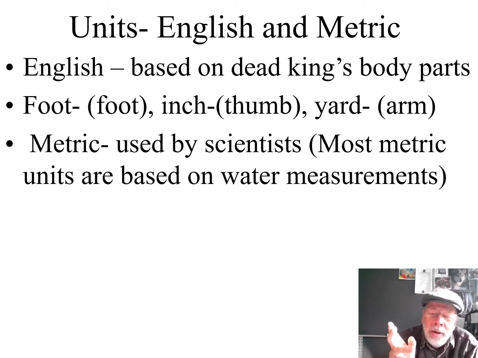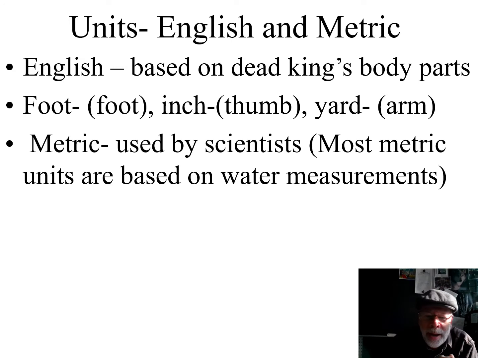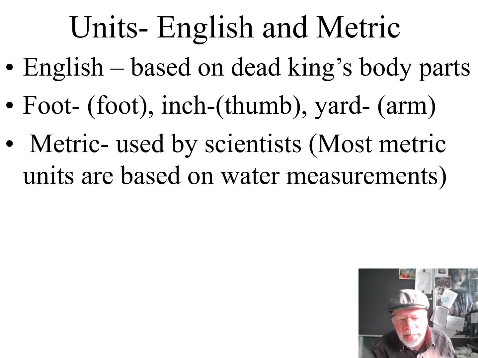The metric system is used by scientists, and most metric system measurements are based on water measurements. And the idea is if we have a cube of water, and that cube of water is 1 centimeter on a side, to make a cube of it, that's 1 cubic centimeter. And 1 cubic centimeter of water has a volume of 1 milliliter. And furthermore, if that water is as dense as it gets, which occurs at about 4 degrees Celsius, that water has a mass of 1 gram. So you can see this is kind of a brilliant system.